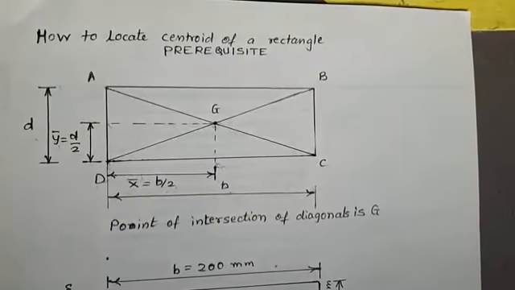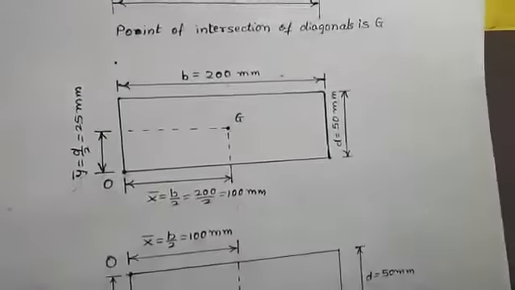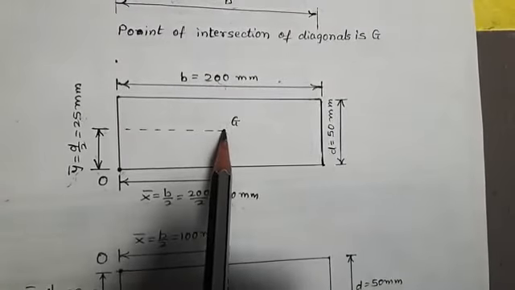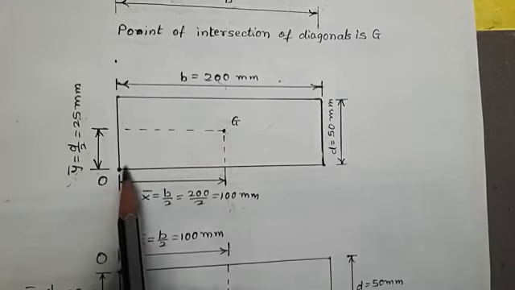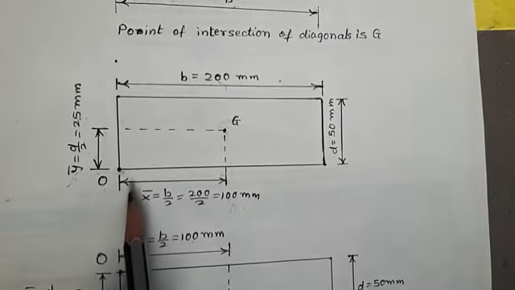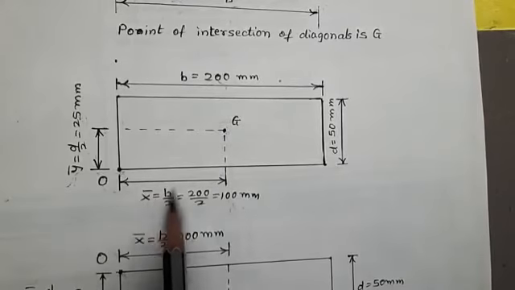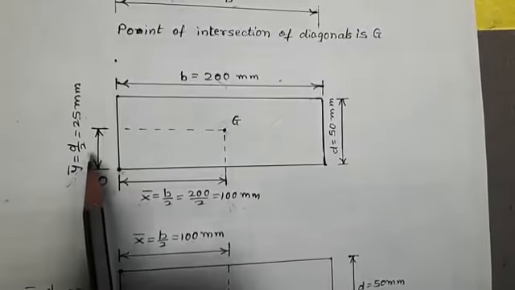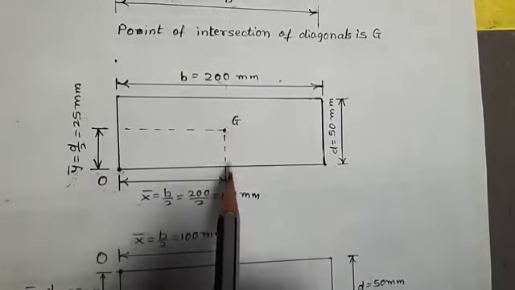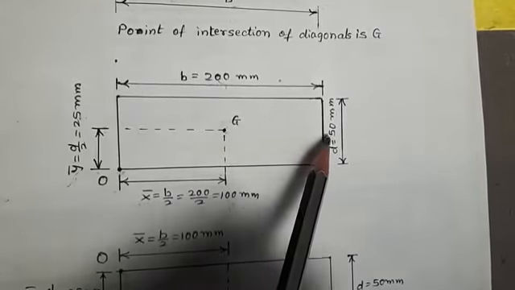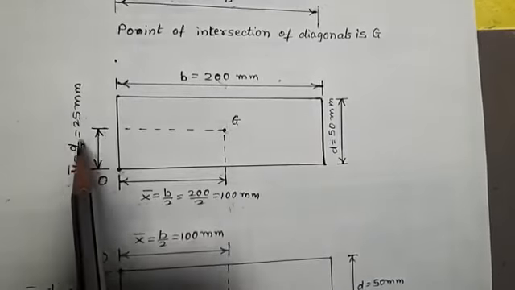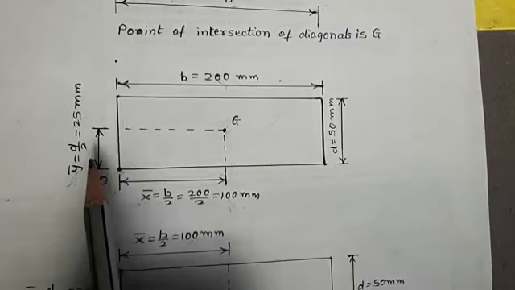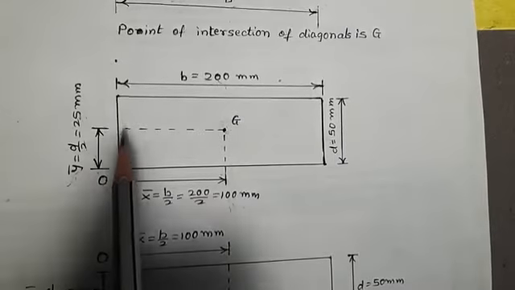Now to be very clear, if I give some dimensions to this rectangle, suppose B is equal to 200 and D is equal to 50, this is the centroid G which I have shown. Now from this point O, I want OG. The horizontal distance is B by 2, that is 200 by 2, 100 mm. This is x bar. And the vertical distance OG will be half of D, that is D by 2, 25 mm. So this distance 25 mm is y bar, that is this vertical distance OG.